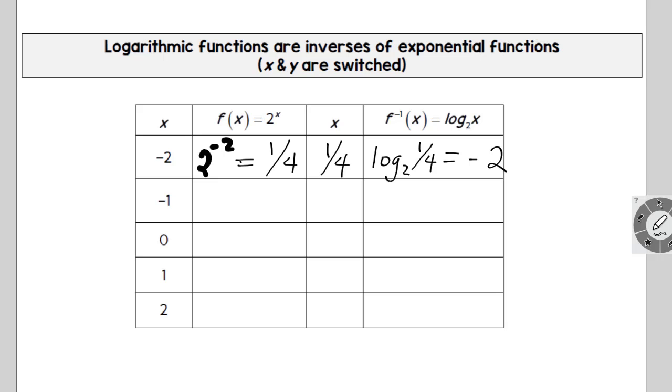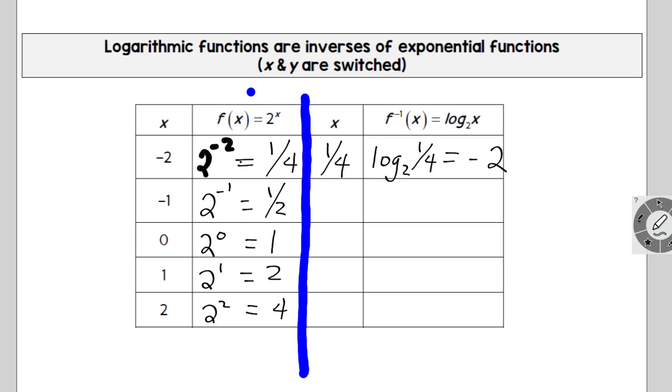All right, so let's go on down. If I put in -1, 2 to the -1 is what? 1/2. Let's go to 2 to the 0 is what? 1. 2 to the 1, 2. And 2 to the 2, 4. Let's see what happens if we undo this. I'm going to put a line here to divide these because they are different functions. If we put 1/2 in here, we're asking log base 2 of 1/2 is what?